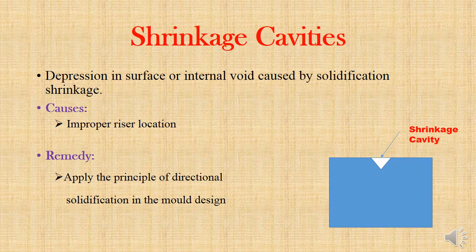Next is shrinkage cavities. A shrinkage cavity is a depression in the surface or an internal void caused by solidification shrinkage. The main cause for this is improper riser position. If the riser fails, the molten metal does not enter the mold during solidification. Shrinkage cavity may occur due to failure in the gating system also. The remedy for this is applying the principle of directional solidification in the mold design.